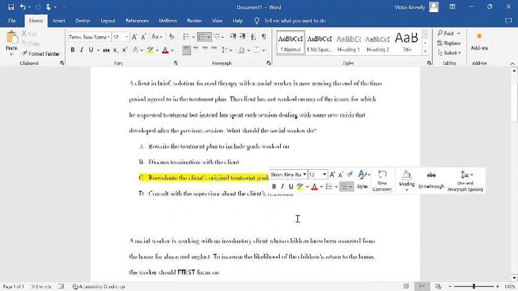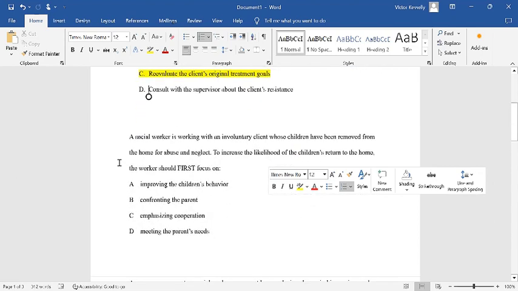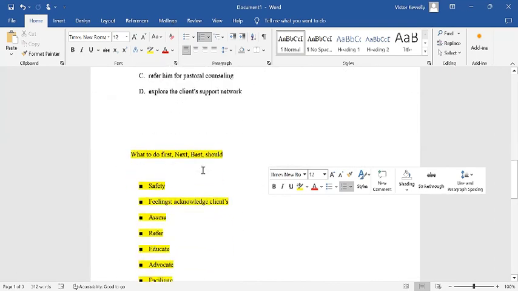All right, we go on to the next question. A social worker is working with an involuntary client whose children have been removed from the home for abuse and neglect. To increase the likelihood of the children's return to the home, what should the social worker do first? So again, we're going to use this what to do first, next, best, should.